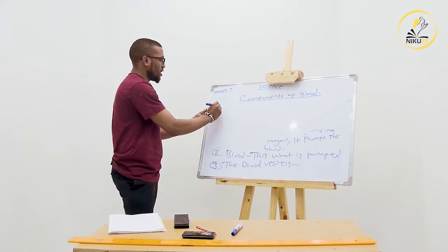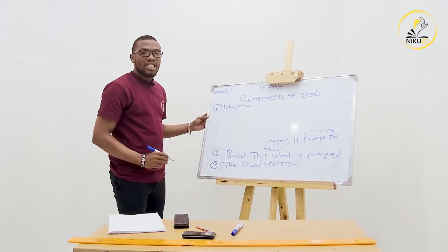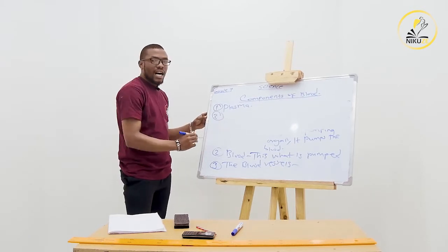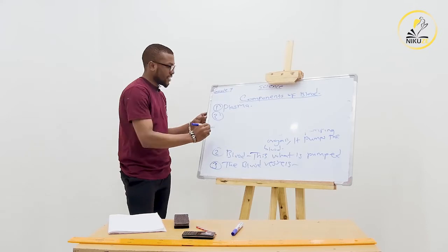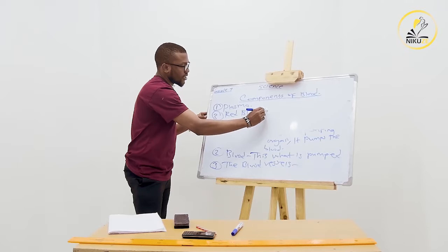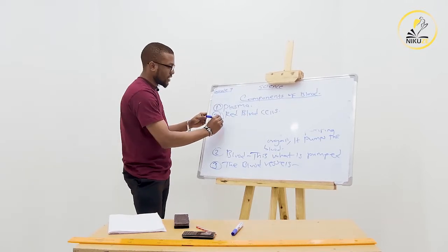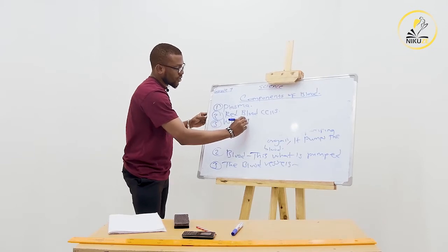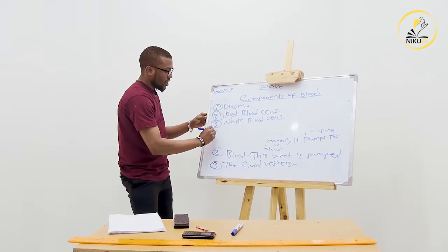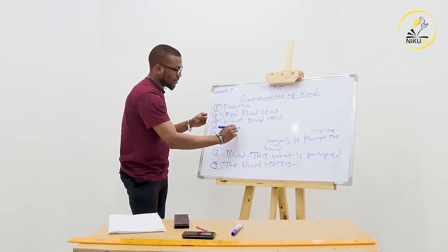One is the plasma. That is component number 1. Number 2, we have the red blood cells. Number 3, we have the white blood cells. Number 4, and finally we have the platelets.